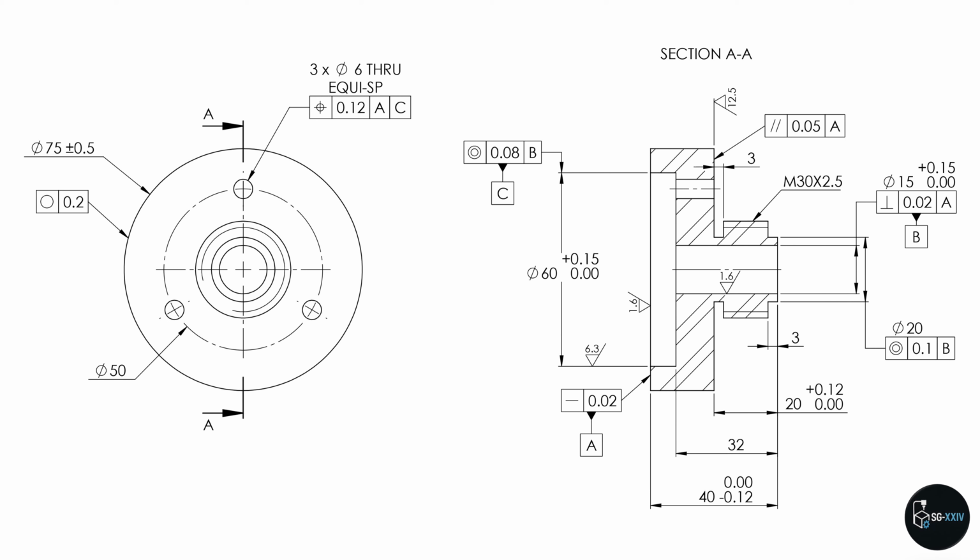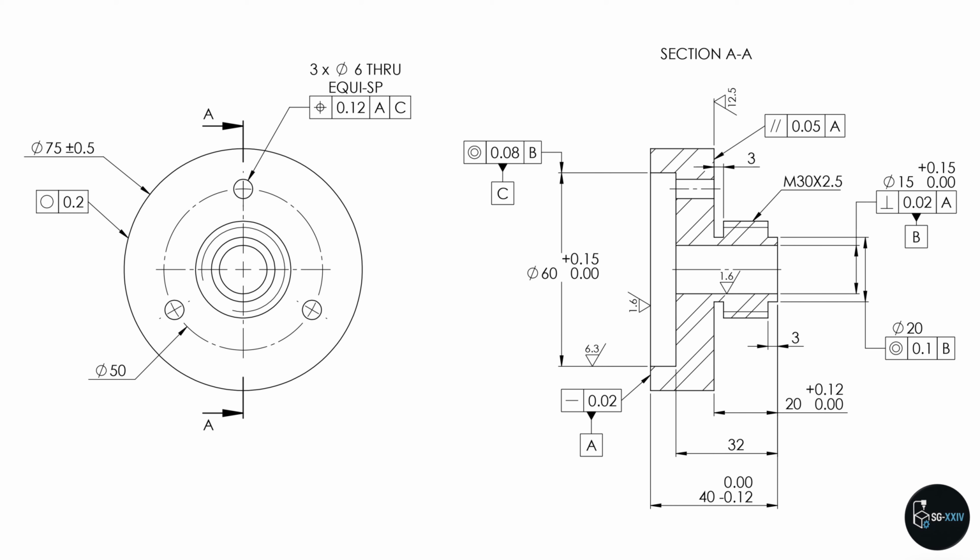At various faces, you will notice the surface finish symbol, which includes a horizontal bar indicating that machining is required. The numerical values like 6.3, 12.5, and 1.6 denote the maximum allowed surface roughness in micrometers. The face showing 6.3 micrometers requires a standard machined surface.